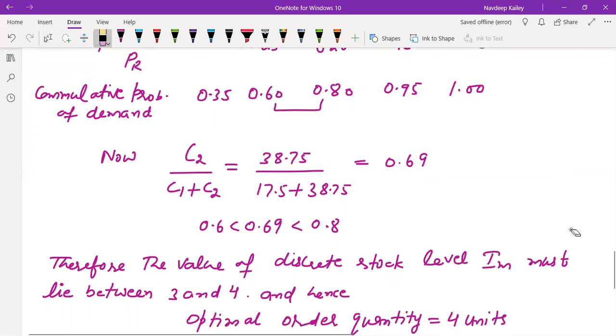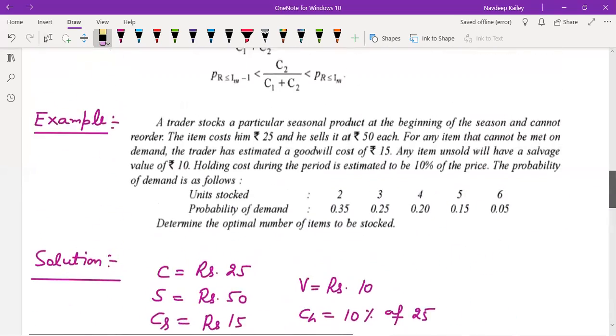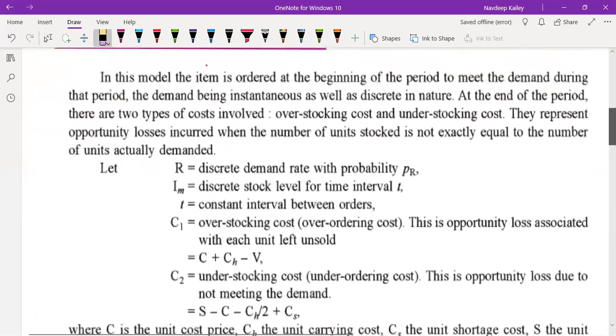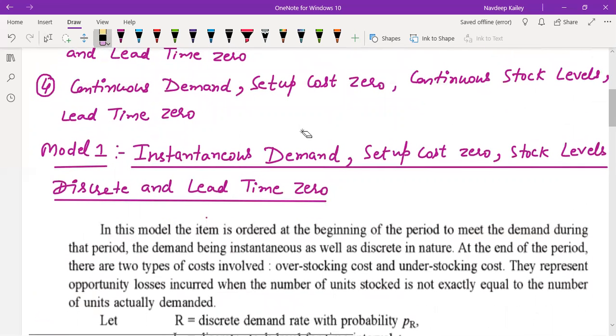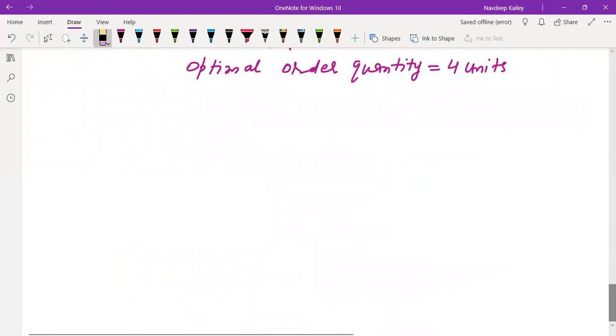This is the example related to model first. This is the discussion of first model having instantaneous demand, setup cost 0, stock levels discrete, and lead time 0. In the next video, we will discuss the second model, in which the stock levels are also continuous. Till then, thank you so much.